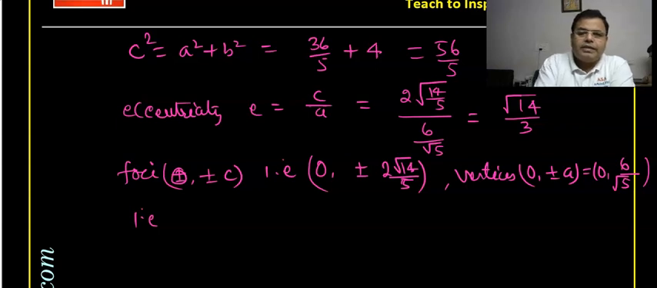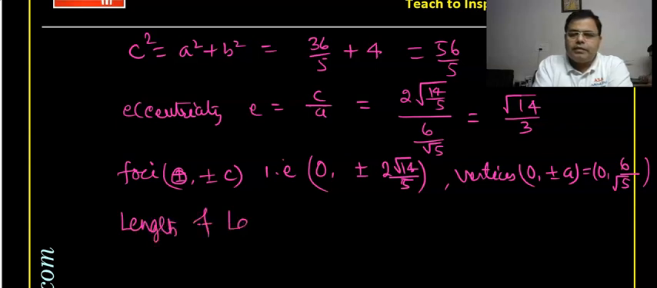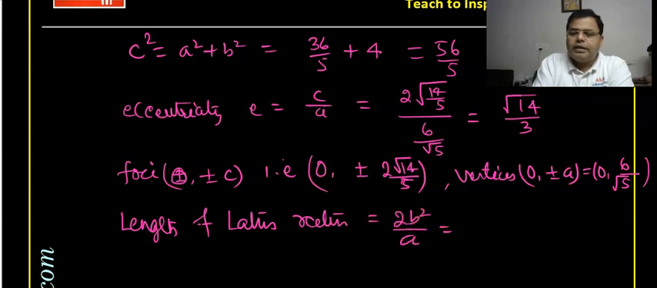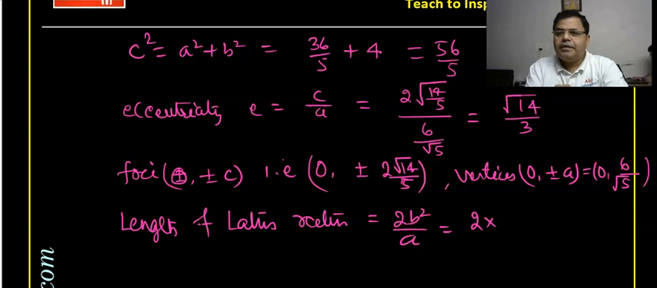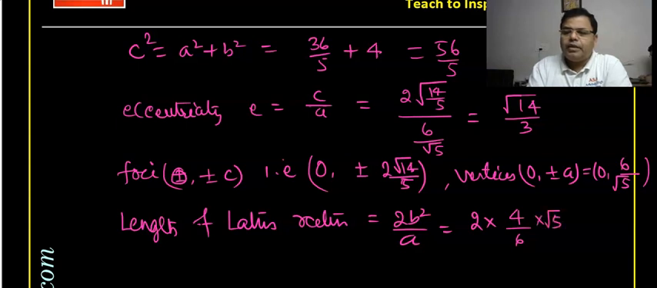Now length of latus rectum is 2b square upon a, that is 2 into b square. Here b square is 4 and a is 6 by root 5, so root 5 will come in the numerator, 2 into 2 is 4, and 3 in the denominator, so that will be 4 root 5 by 3, that will be the answer.